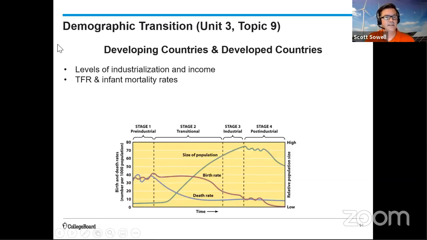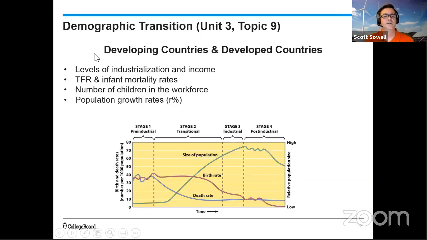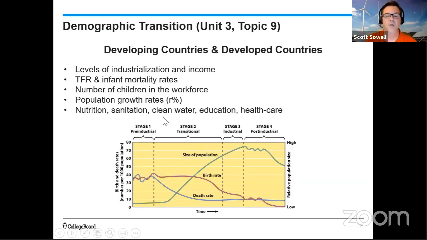Total fertility rates and infant mortality rates would be higher in a developing country. Number of children in the workforce, especially in the agricultural fields, is going to be higher in developing countries. Population growth is going to be stronger in developing countries because their birth rate is still high. And then as you become developed, you're going to have better nutrition, sanitation, clean water, education, healthcare, all of those things.